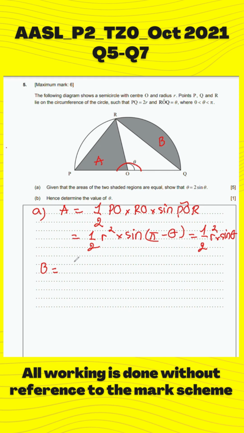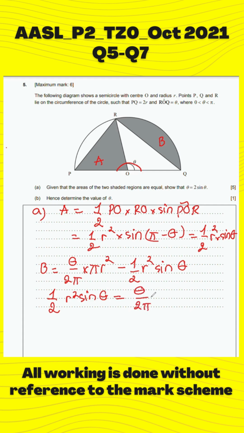So the area of the sector will be theta divided by 2 pi multiplied with pi R squared, minus the area of this triangle, so 1/2 R squared multiplied with sine theta. Given that A and B are equal, we have 1/2 of R squared sin theta equal to theta over 2 pi multiplied with pi R squared minus 1/2 R squared sine of theta.